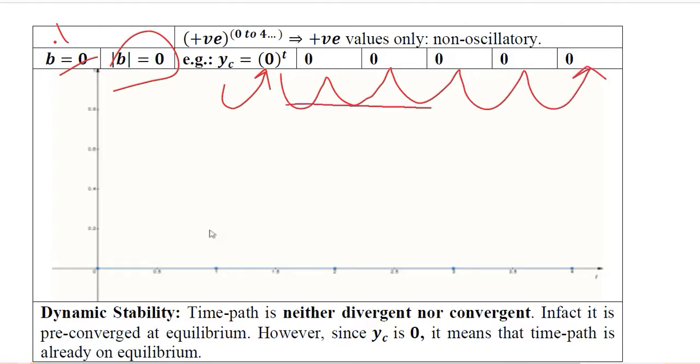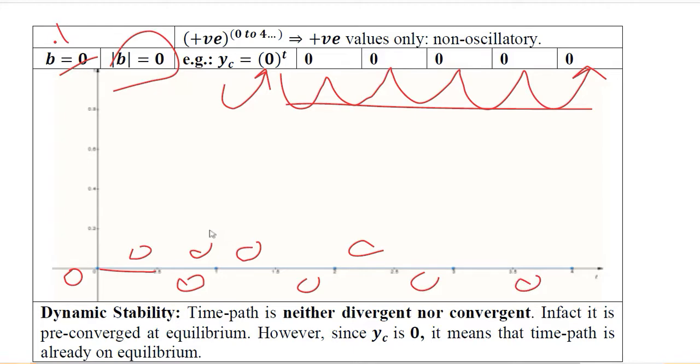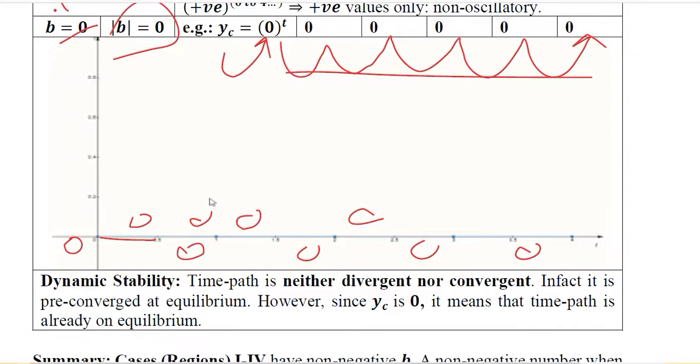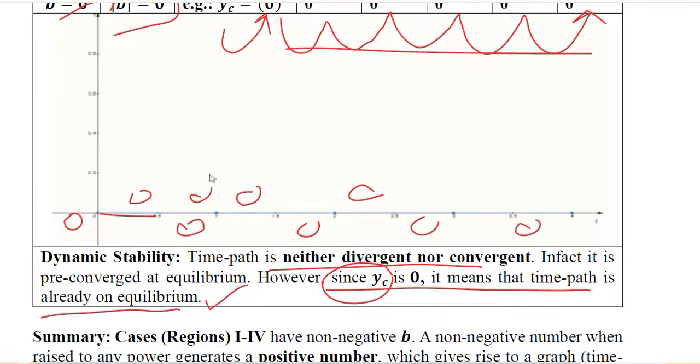So it means all of the values of the complementary function are 0. So here we have 0. This is 0 first, and this is second 0. This is third and fourth. So you see that there are zeros all around, and the YC curve is on the x-axis. YC is 0. It means that the time path is already on equilibrium. This is another finding that we have done here, because the deviation doesn't exist. So the time path is already at equilibrium. It is neither divergent nor convergent. In other words, we can call it pre-converged because it is already converged. There is no deviation.